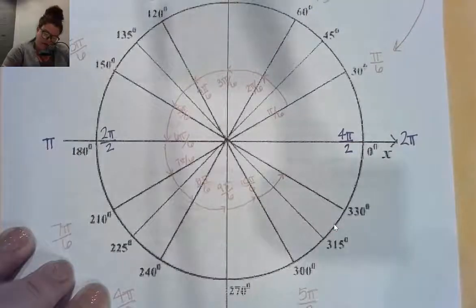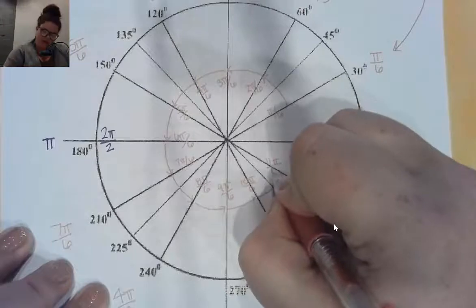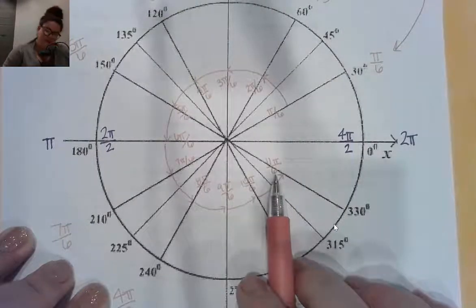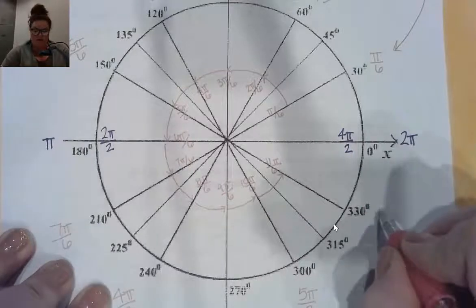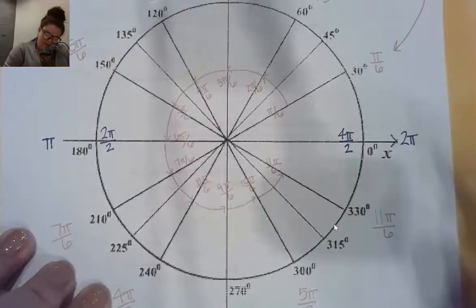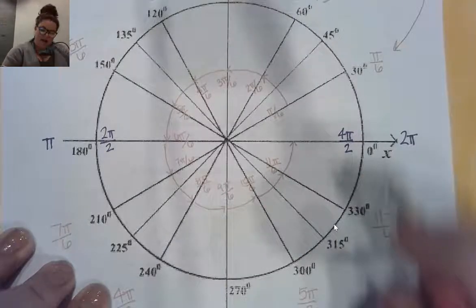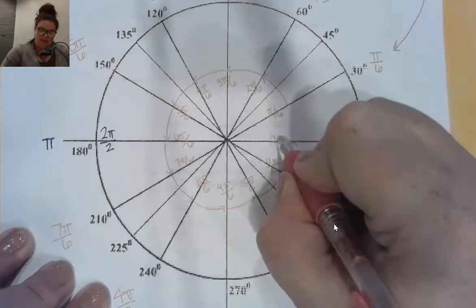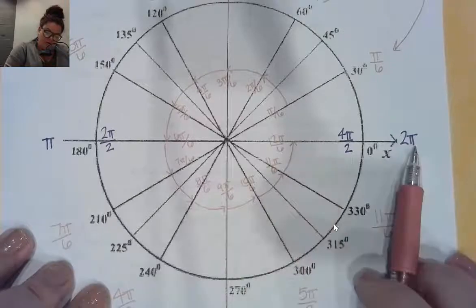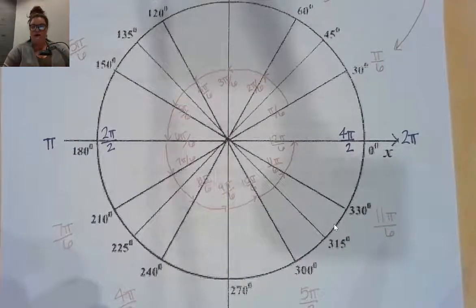Right. Then I bring it another 30 degrees and add another pi over 6, which gives me 11 pi over 6. 11 pi over 6 does not reduce, so I'm just going to leave that one as 11 pi over 6. And then if I add one more, notice I'm back to 0. So that would give me 12 pi over 6. 12 pi over 6, again, is just 2 pi.